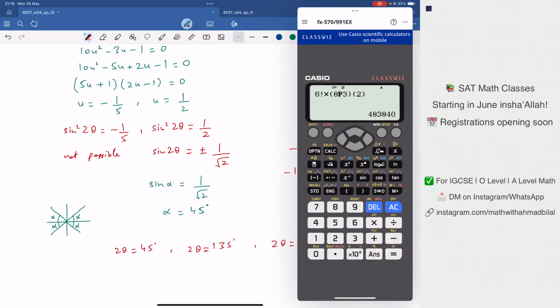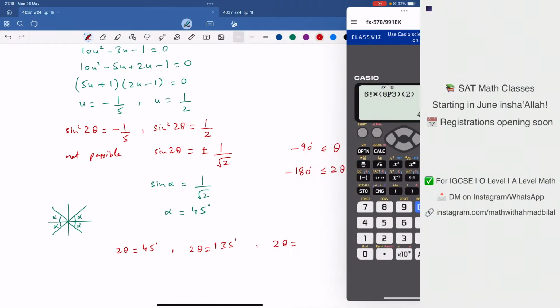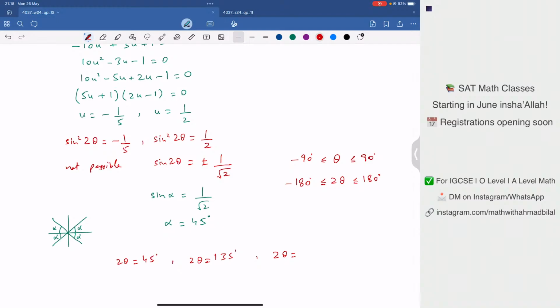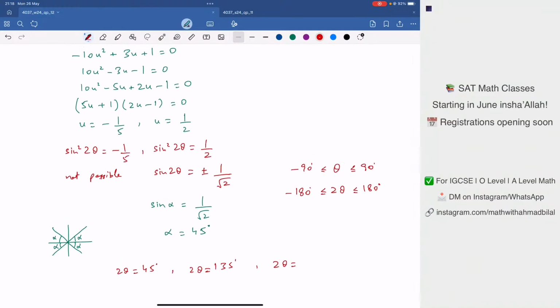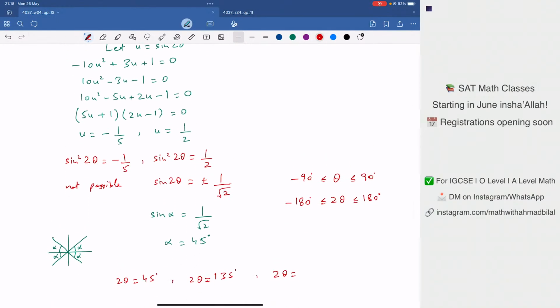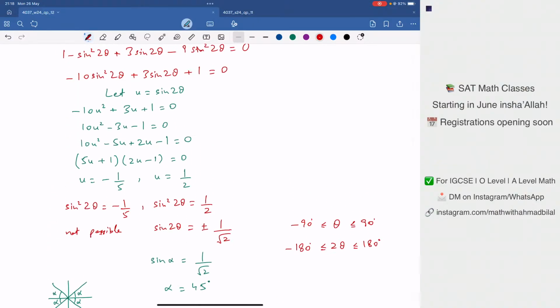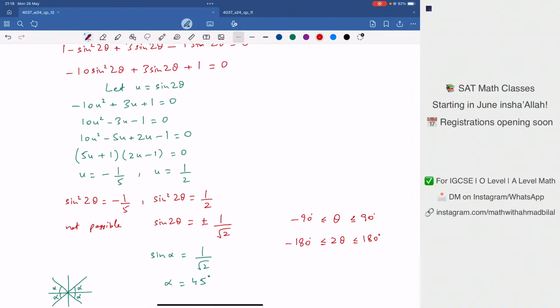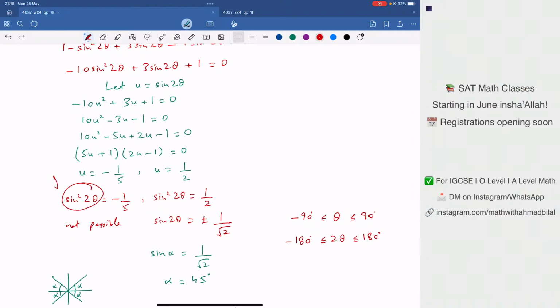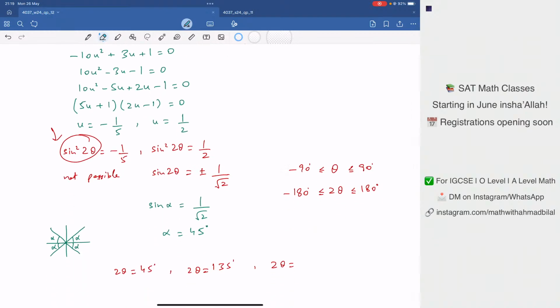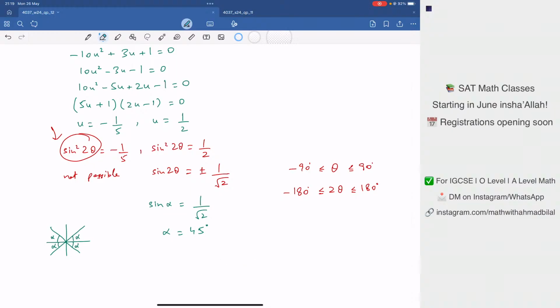Okay, let me just confirm this. Oh, okay. I put that wrong there. I'm sorry about that. When I put that substitution back, instead of saying sine 2 theta, I wrote sine square 2 theta there by mistake. This should have been sine 2 theta, not a square there. Because that changes the basic angle for us and also some of these things.